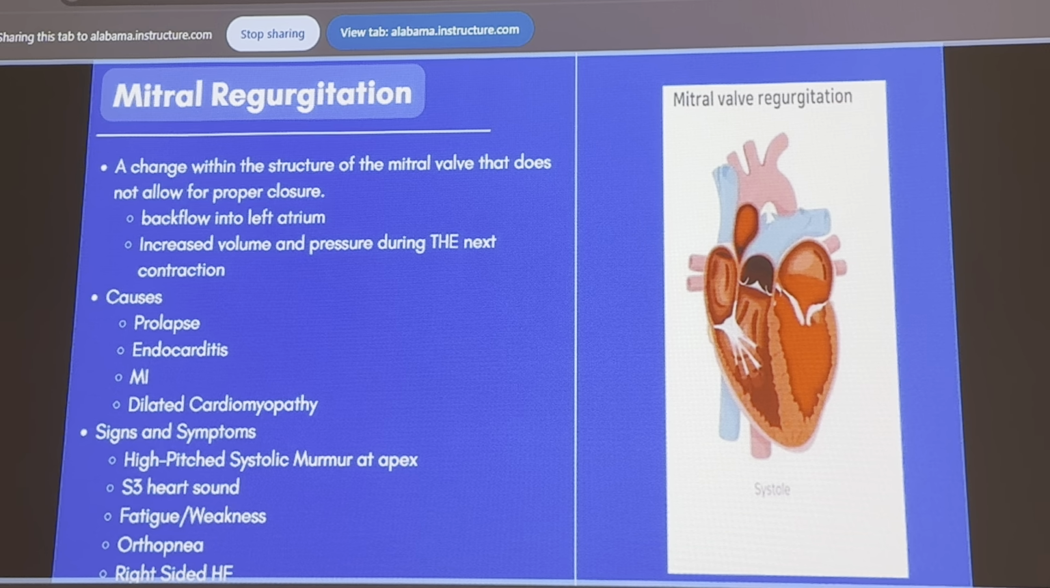Furthermore, fatigue, weakness, again orthopnea. If it backflows enough, we're going to have that right-sided heart failure again. That right-sided heart failure is going to be a very late sign of mitral regurgitation as well.